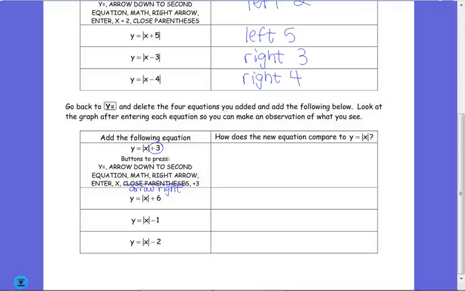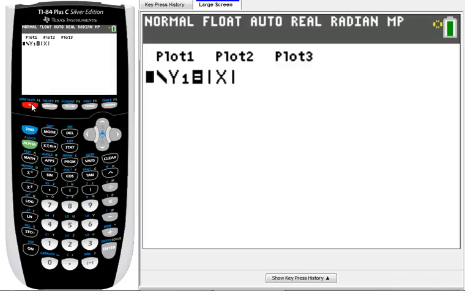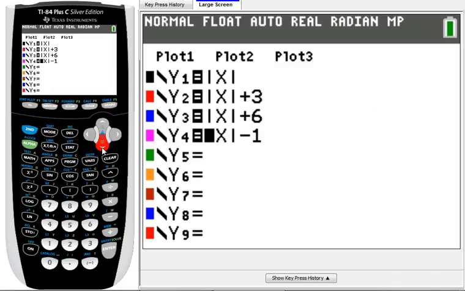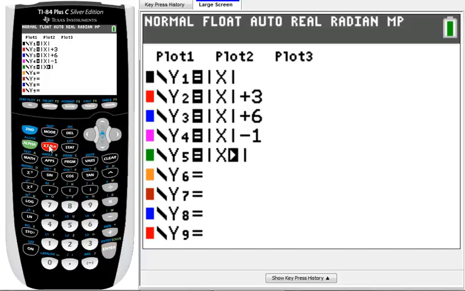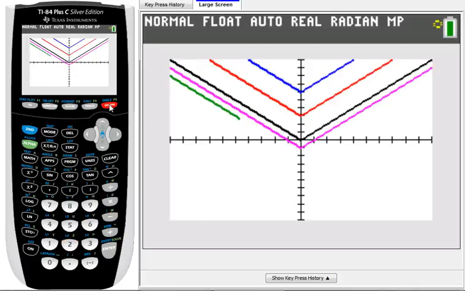And our final equation is absolute value of x minus 2 outside the bars. Go back to y equals. Go down to our fifth blank. Math, arrow right 1, hit enter, put in x, arrow to the right, minus 2. Press graph. And go ahead and pause the video and write down that fourth change that you see.